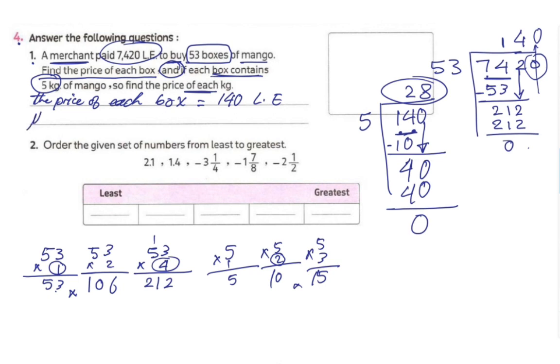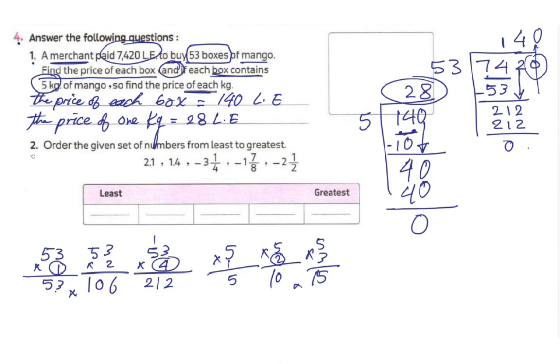So to write it, the price of 1 kilogram equals what? Equals 28 LE, and this is the first part of the question.